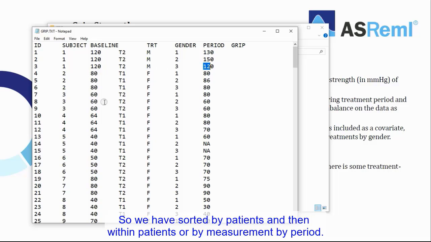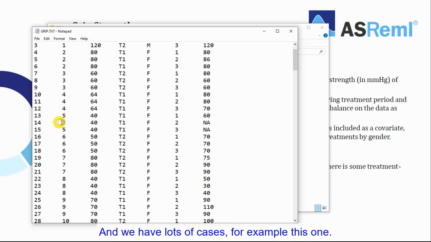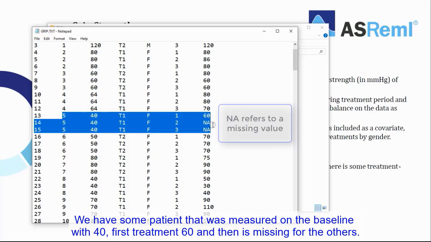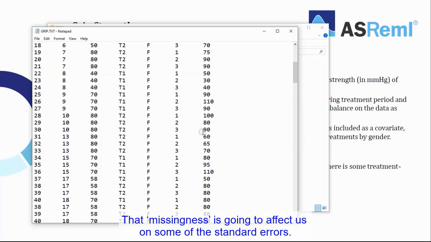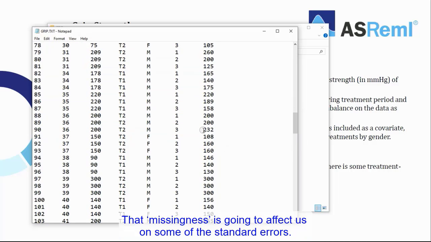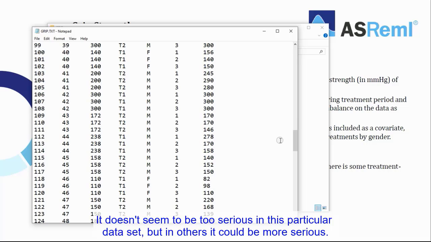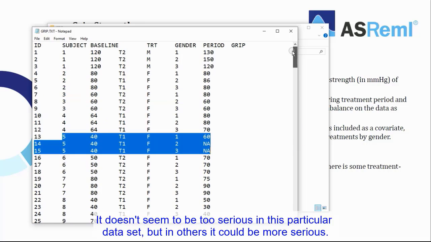So we have sorted by patients, and then within patients sorted by measurement, by period. And we have lots of cases. For example, this one, we have a patient that was measured on the baseline with 40, first treatment 60, and then is missing for the others. That missingness is going to affect us with some of the standard errors. It doesn't seem to be too serious in this particular data set, but in others it could be more serious.